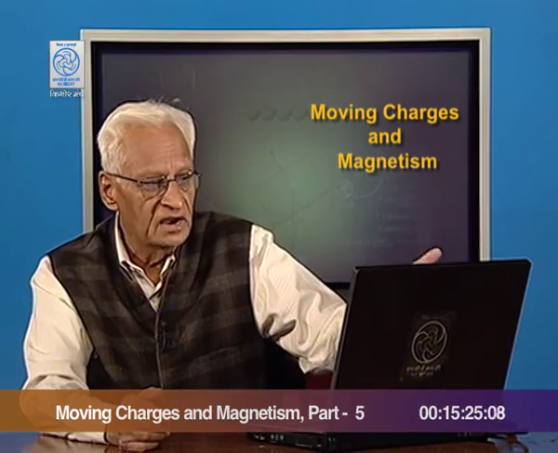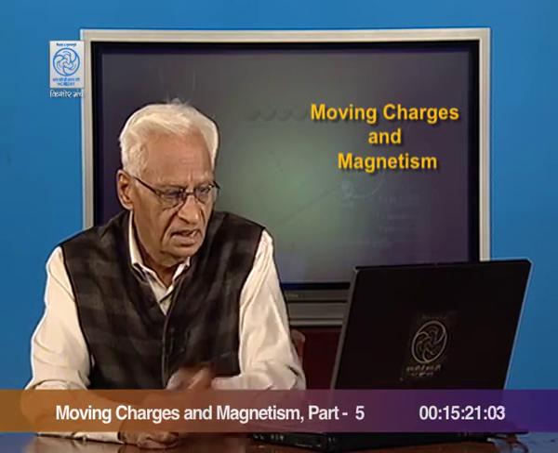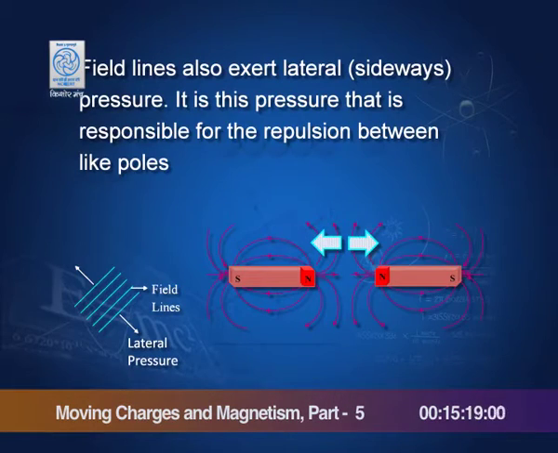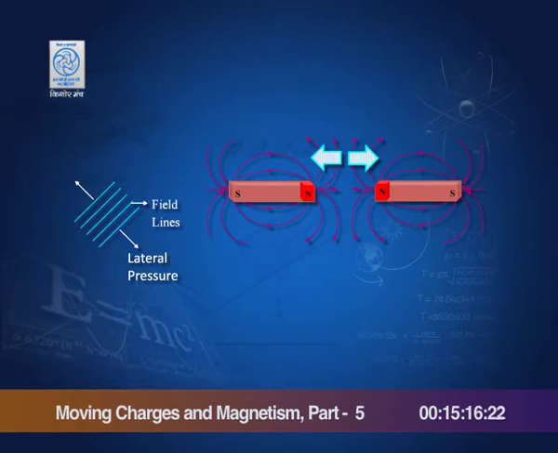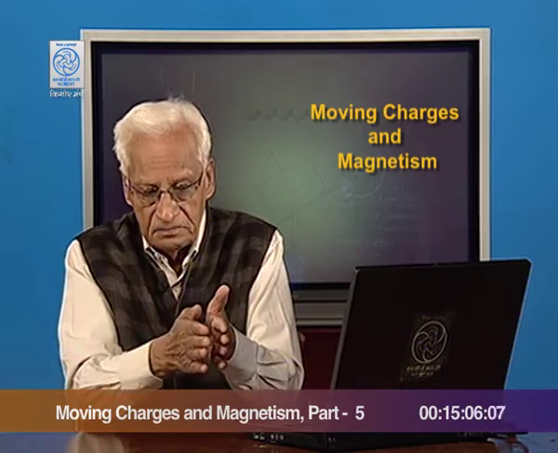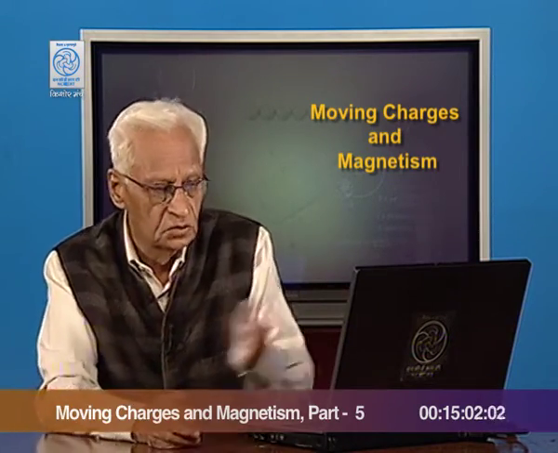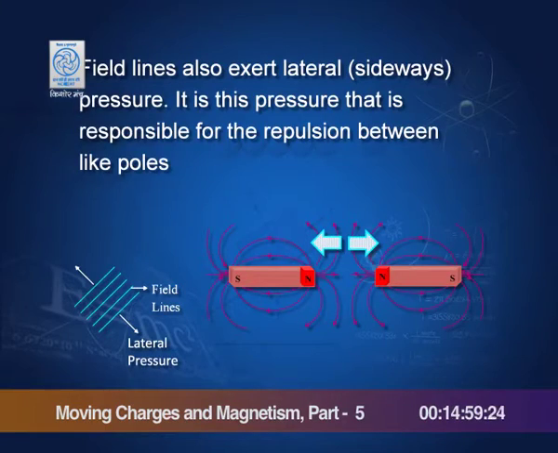Also, the field lines exert lateral pressure, that is sideways pressure, and this results in the repulsion of two like poles. Here I have got north pole, lines go like this, lines go like this, and wherever they are in the neighborhood, there is pressure pulling them apart, and this gives rise to repulsion between like poles.